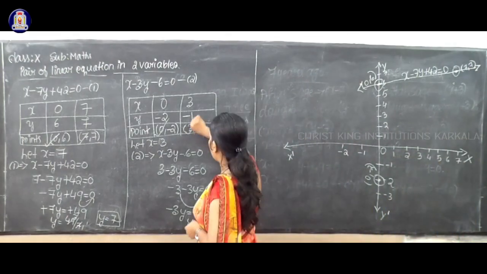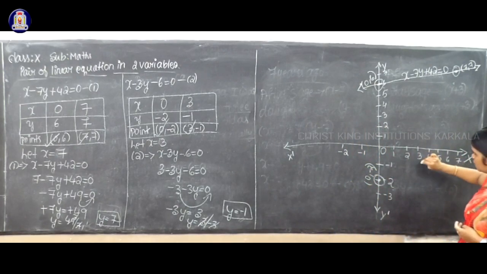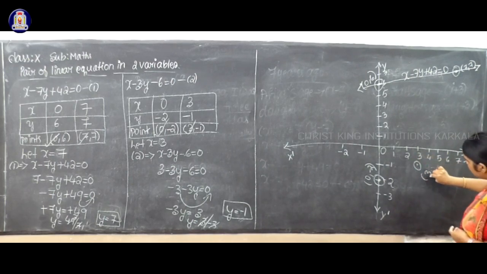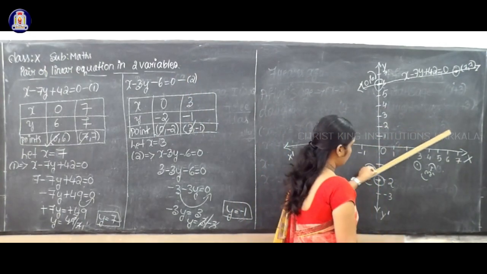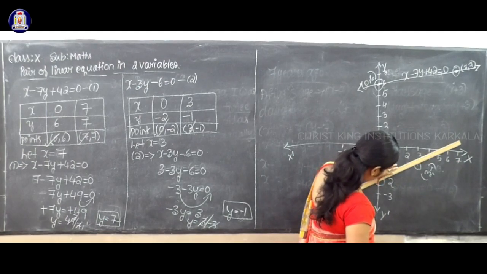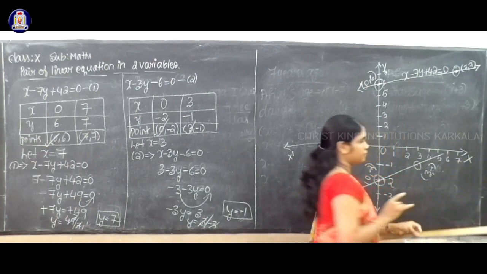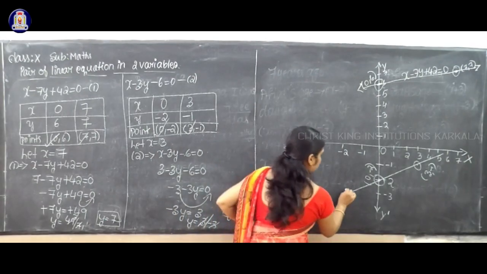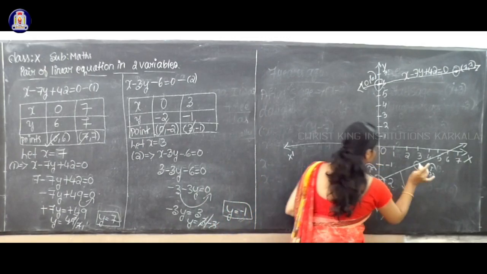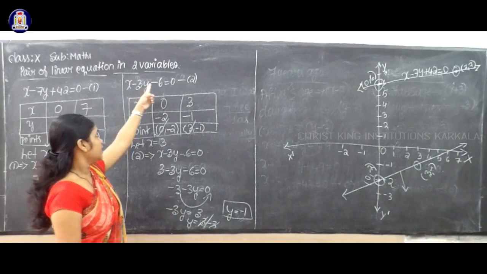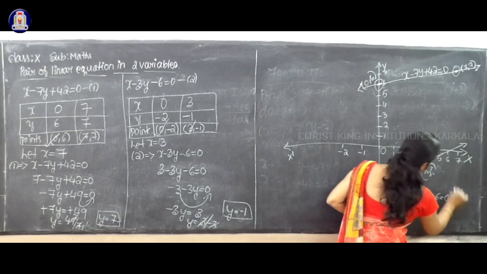Next, what about the second point? 3 comma minus 1. Okay. 3 on the x axis, minus 1. Yes. So this is 3 comma minus 1. So therefore now which 2 points I have to join? Now join these 2 points. Draw arrow mark. You can extend this line. Okay. So now what is the equation of this second line? Equation of this second line is given by x minus 3y minus 6 equal to 0.